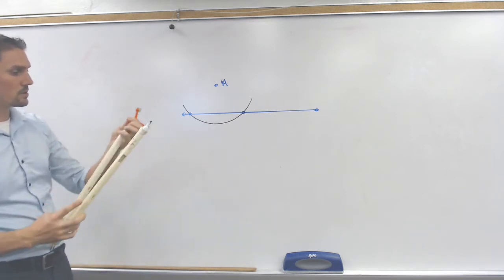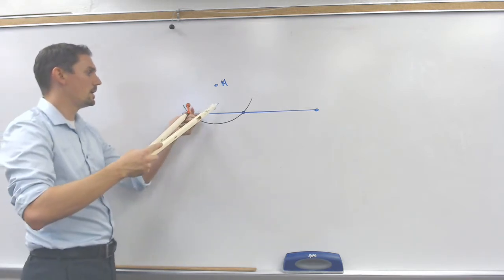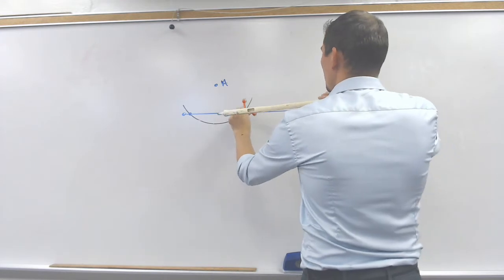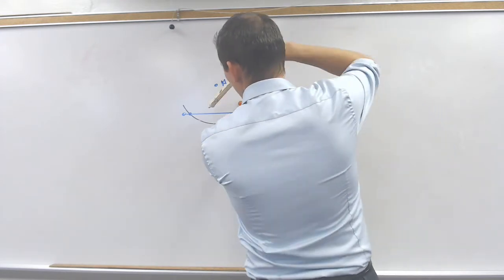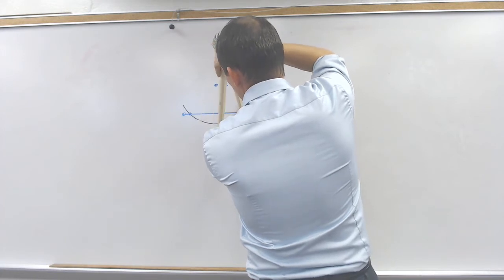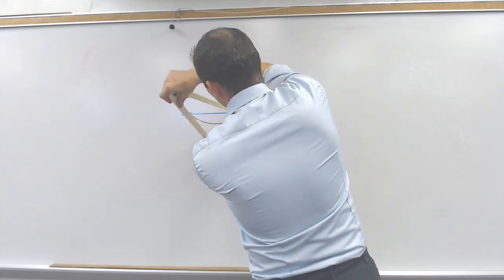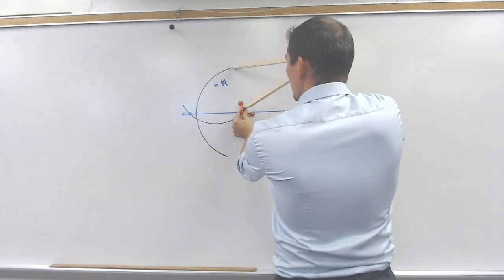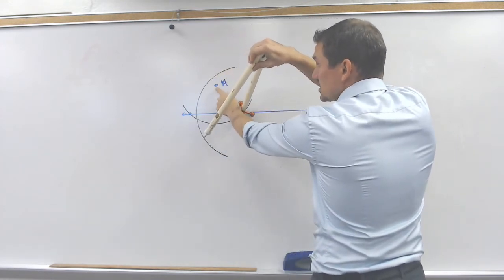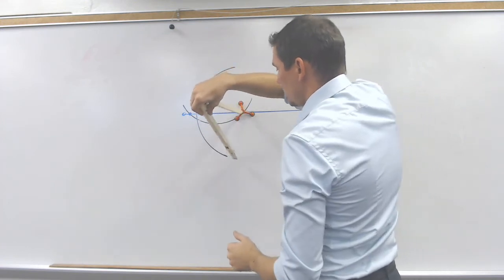So what we're going to do is we're going to put our pointy part on here, on one of the new endpoints. I'm going to choose this one first. On here, at one of the two endpoints, go a little more than halfway. So as long as you're more than halfway, and make your arc. The arc doesn't have to, sometimes it does go through that point, but it doesn't have to.